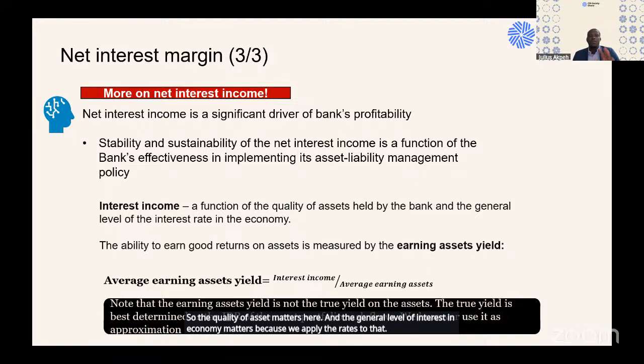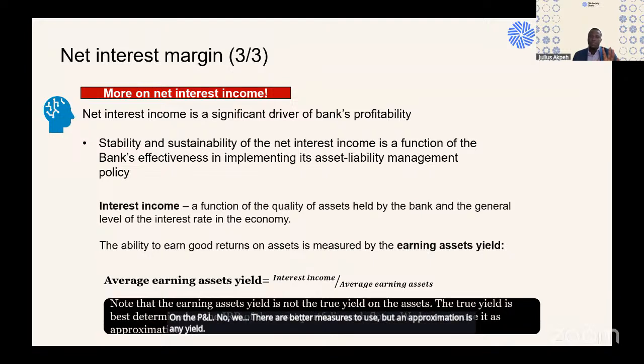So the ability to actually earn good returns on assets is measured by the earning asset yield, which is the interest income divided by the average earning assets. You often hear earning asset yield. When we do bank forecasting, especially for the P&L, when we are forecasting interest income, we tend to use the earning asset yield for the forecast. We don't use CAGR or year-on-year growth to forecast interest income on the P&L. There are better measures to use, but an approximation is the earning yield.